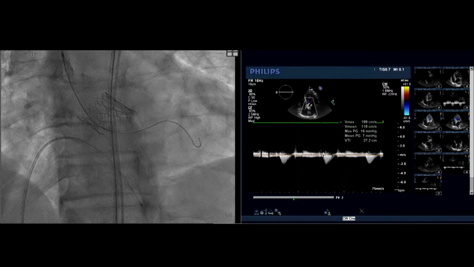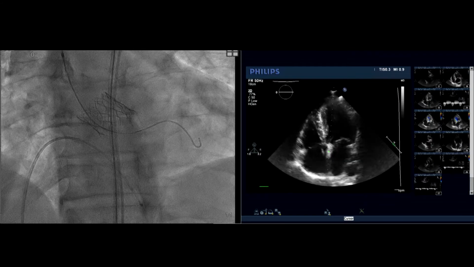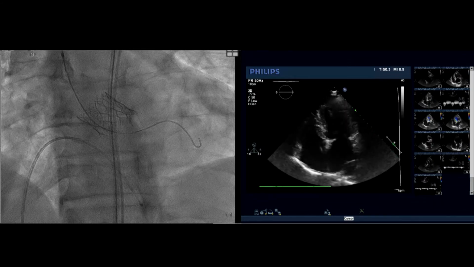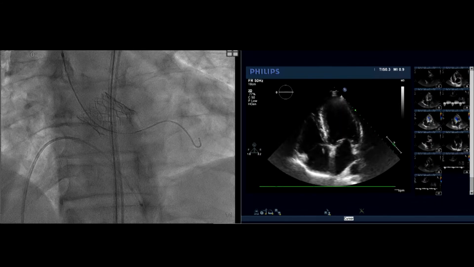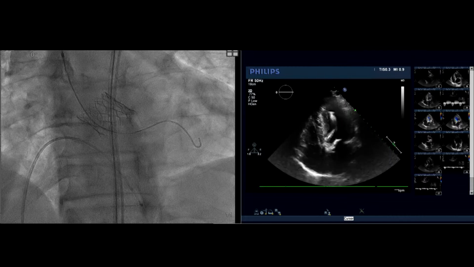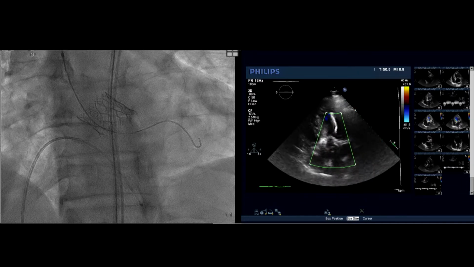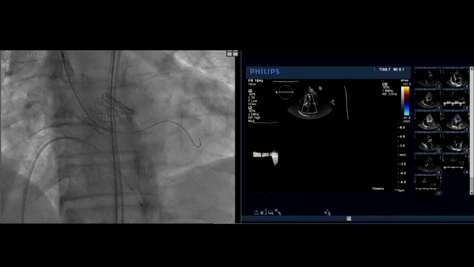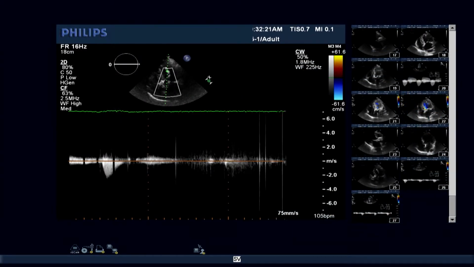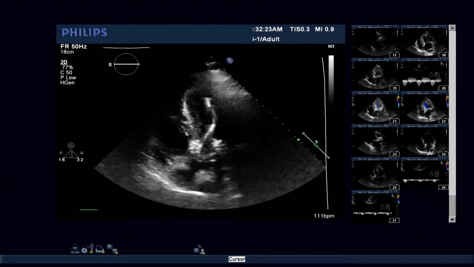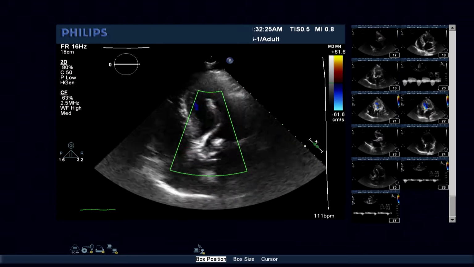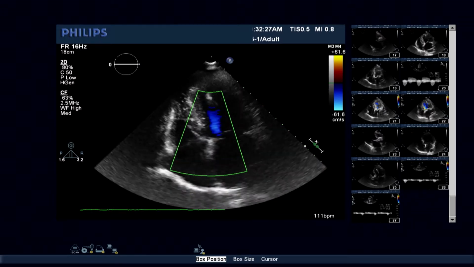Hemant, how does the LV look? LV is fine. Show us some AR. No, the pericardium is okay, no collection. Look at the echo. Let us look at the gradients. Gradient is 7. Do you see any AR there, Hemant? No AR. All right.